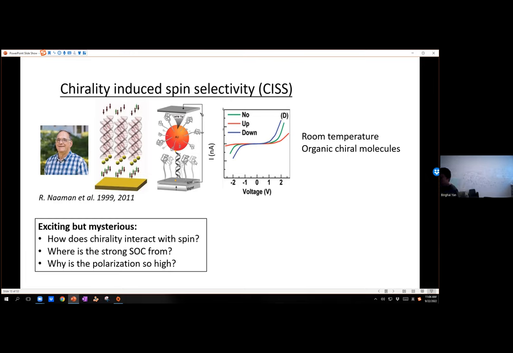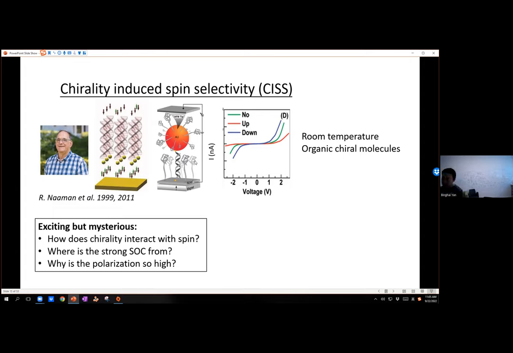By the way, this phenomenon was first observed with DNA, and later was reproduced in many chiral molecules, not limited to DNA, big molecules, smaller molecules, and it works at room temperature. These days it has even been studied in some chiral solids and gives very similar behavior. This is a very exciting result: this chiral structure looks like it couples to the spin.